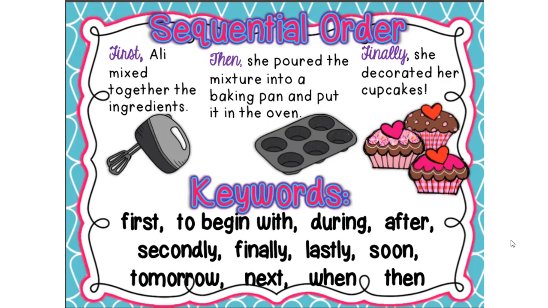So, if we also look at the sequential order of just making cupcakes, first, Allie mixed together the ingredients. Then, she poured the mixture into a baking pan and put it into the oven. Finally, she decorated her cupcakes. There's another example of the order of just making cupcakes. And a lot of key words we heard were first, to begin with, during, secondly, tomorrow, next, finally, soon, lastly. Those are important key words to look for when we're looking at sequential order.